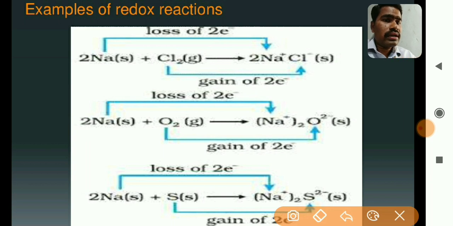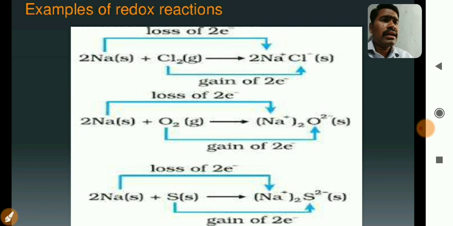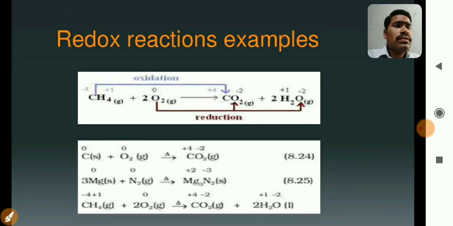So one more reaction is given here, Na plus S, that is sodium plus sulfur. So Na is again losing the electron and converted into Na plus, that means after loss of electron the atom gets a positive charge, that is a cation is formed. That's why sodium gets oxidized. And as you can see here, sulfur has gained an electron, so it is a reduction of sulfur. So this is how, in terms of gain and loss of electron, the redox reaction can be understood.